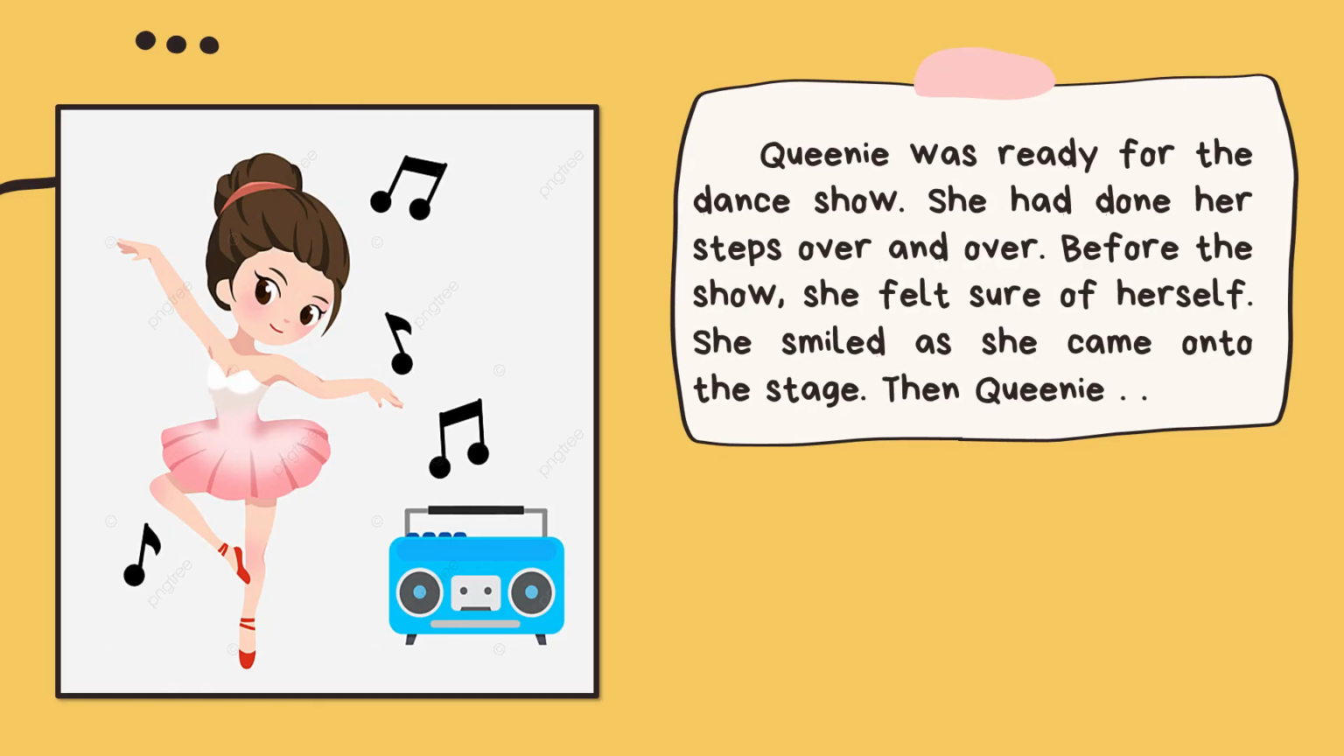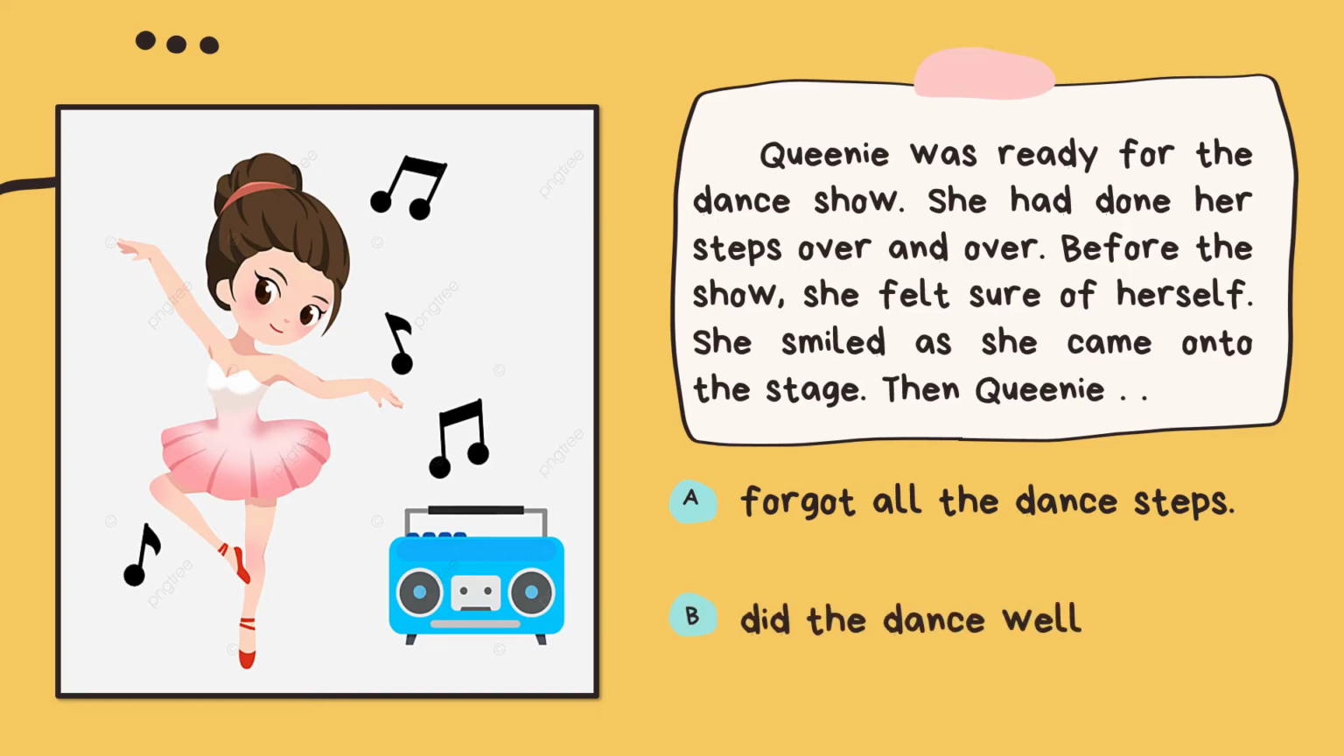Number 4. Queenie was ready for the dance show. She had done her steps over and over. Before the show, she felt sure of herself. She smiled as she came onto the stage. Then Queenie, A, forgot all the dance steps, or letter B, did the dance well. And the correct answer is very good.